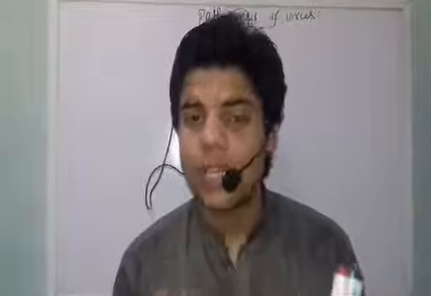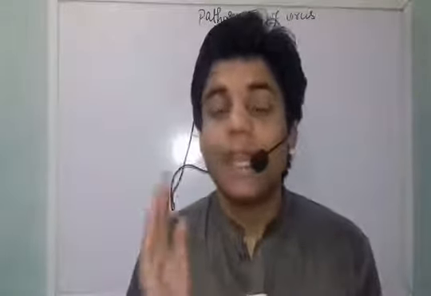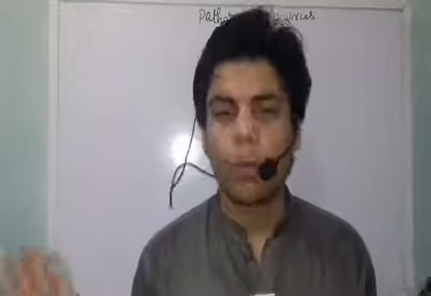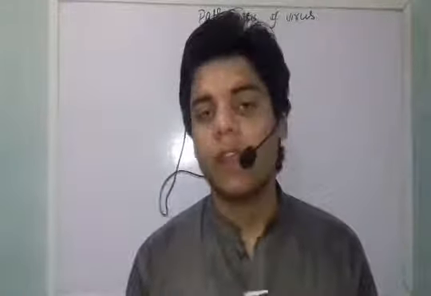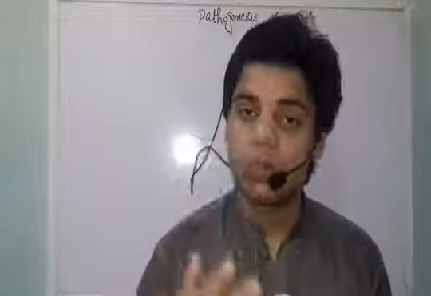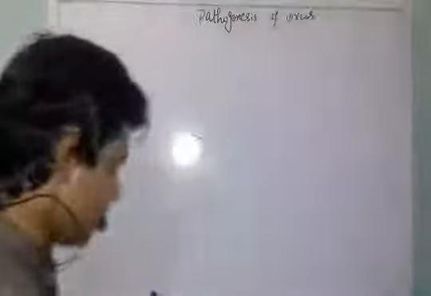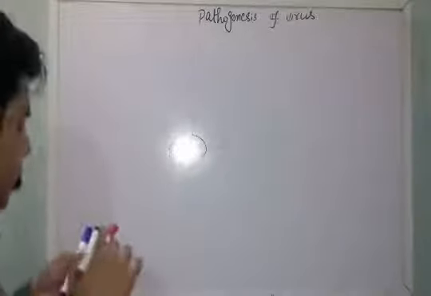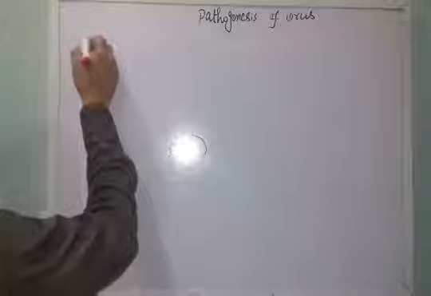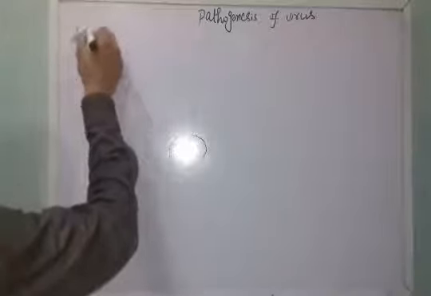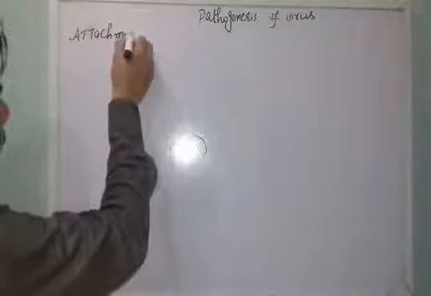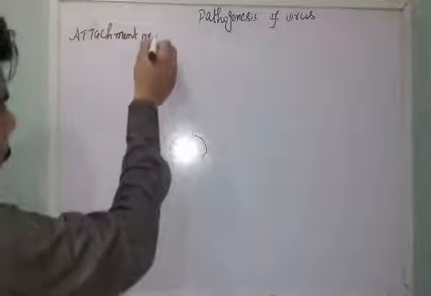Virus pathogenesis is actually a multi-step process. It contains three important steps. Once these three important steps are done, then infection or disease may occur. Let me explain these three terms in detail. First of all, the first step we call attachment, or adsorption.